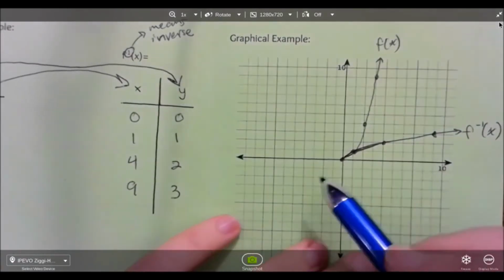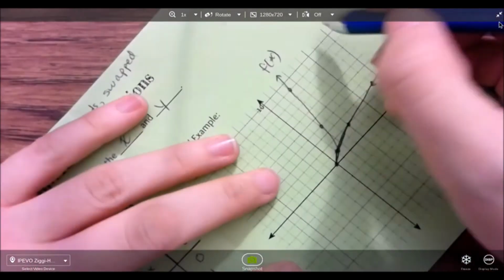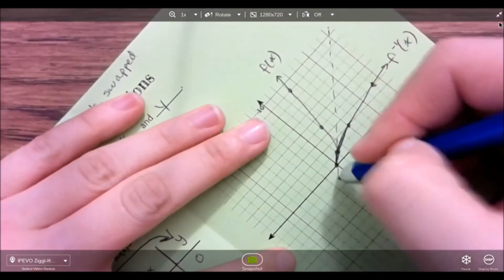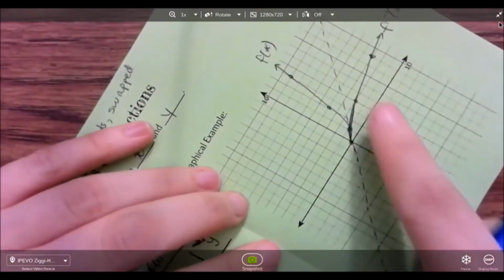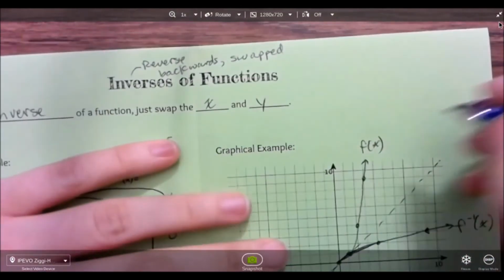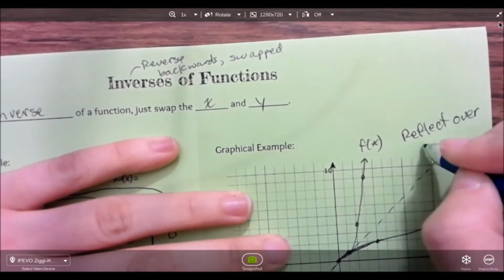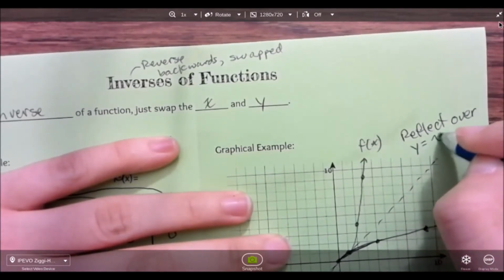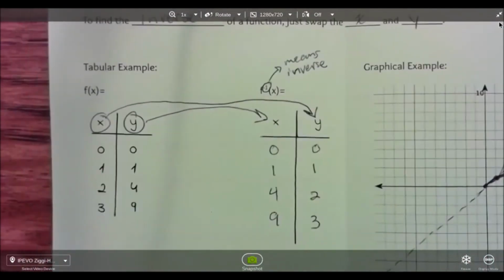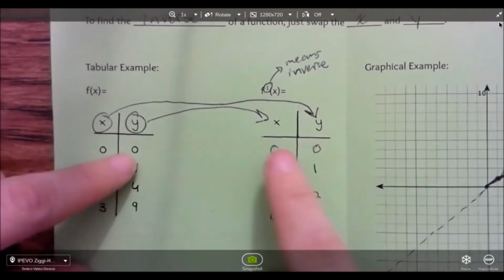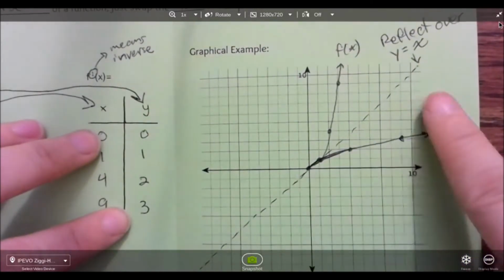Okay, so notice that when you have your inverses graphed, if you turn your paper diagonally like this, you can see that it is a mirror image. So it's a mirror image across that line. So I want you to write that they reflect over the line y equals x, which is that line right there. Okay. So just to recap, when you're looking at tables, you're going to find the x and y's have swapped places. And when you're looking at a graph, they're going to reflect over the line y equals x.